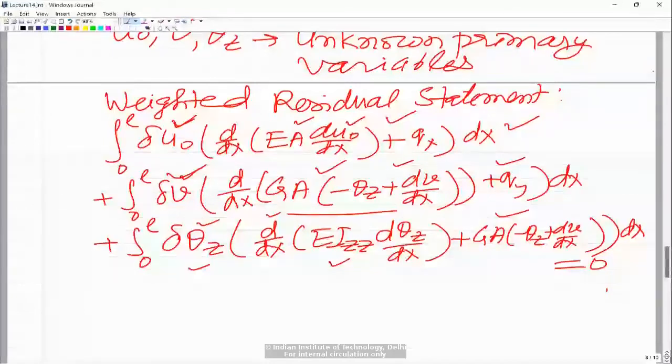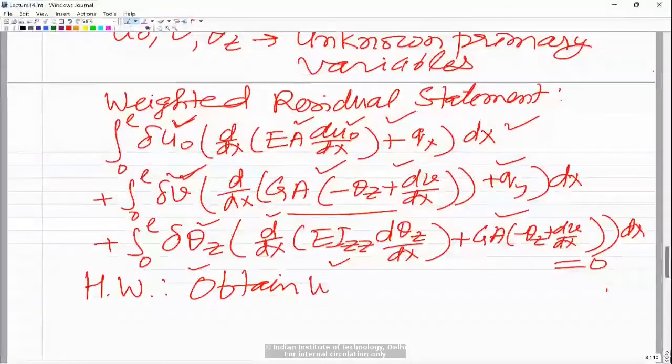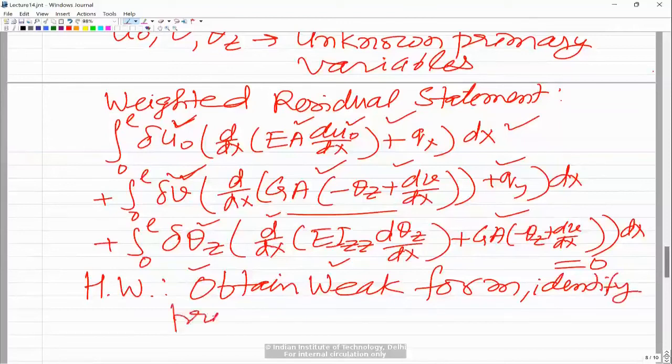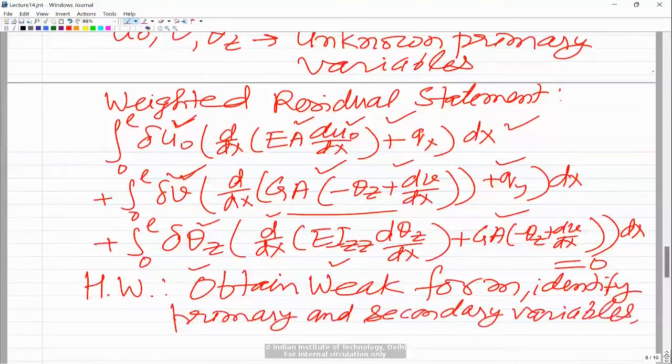So I am giving you this as a homework problem. I have explained how you are going to do that, but you need to do it. So obtain the weak form, identify primary and secondary variables. Although we mentioned that, from this you argue out and obtain the weak form, identify primary and secondary variables, and obtain the integral functional.